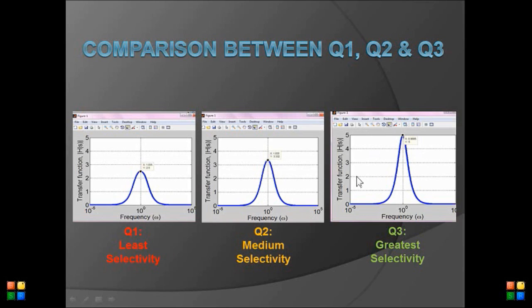Based on the result, we notice that the lower value of bandwidth produces the greatest selectivity. As we can see, Q3 shows the greatest selectivity, while Q2 has medium selectivity and Q1 has the least selectivity. Last but not least, Q3 gives the best selectivity.